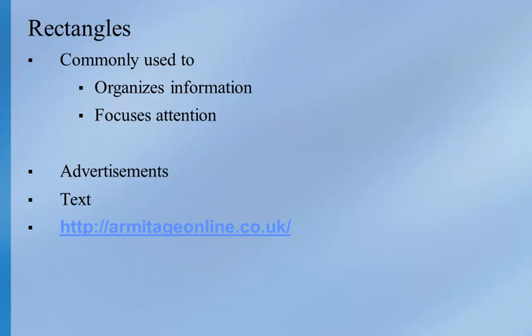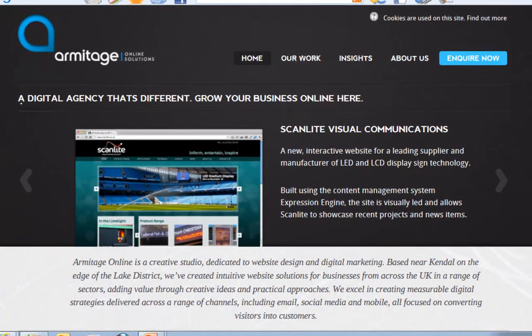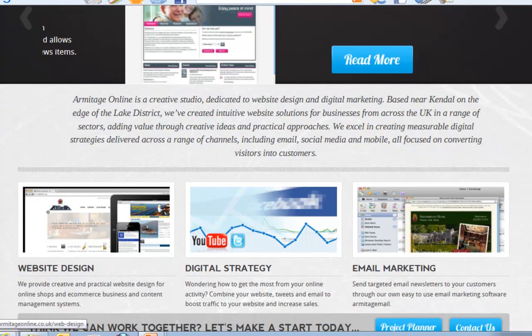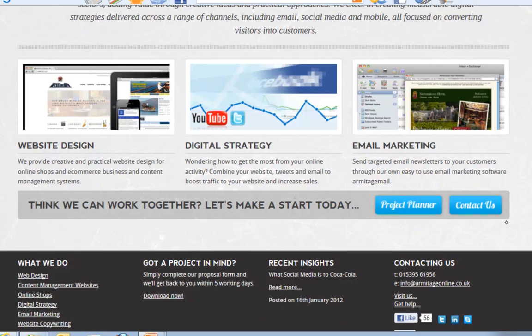Alright, let's look at rectangles. Rectangles are one of the more commonly used shapes in web design. They help organize information, and they also help focus your attention on part of the web page. So let's look at this example. As you can see, they have a rectangle dividing the top. And if you scroll down a little bit, you can see how they're using these rectangles here to hold images. And again, we have a rectangular container here where it has a little banner going across the top.